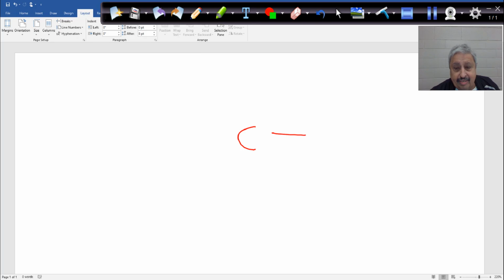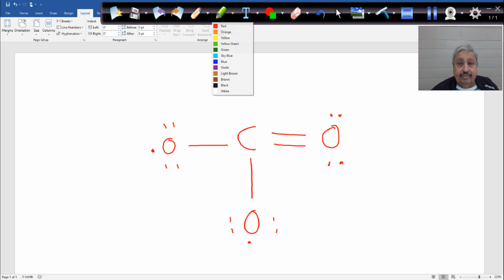Carbon has a double bond with oxygen. The oxygen has 2 lone pairs, or non-bonding pairs, or orphan pairs, and we have the other ones single bonded, and then it has gained what?